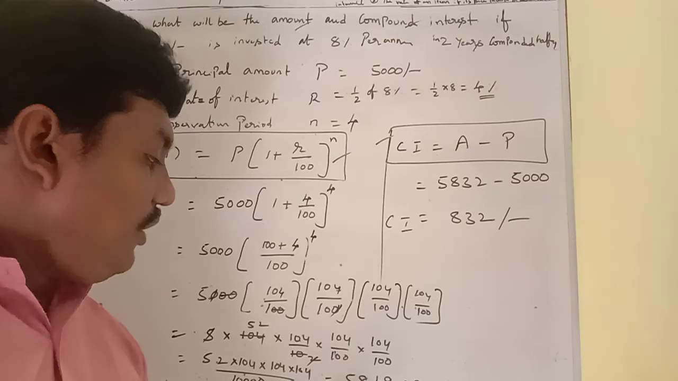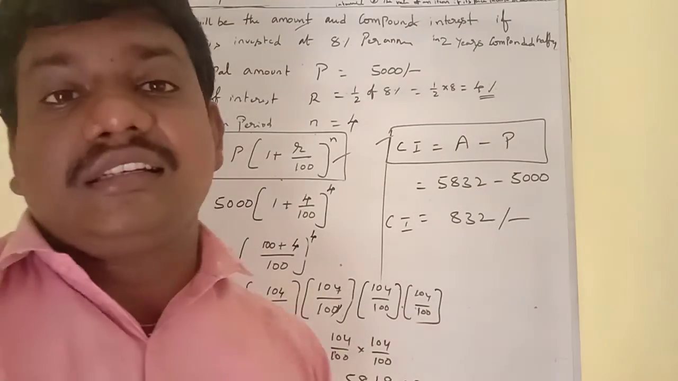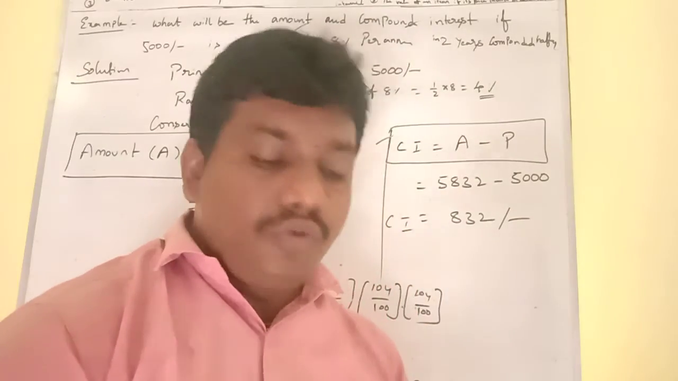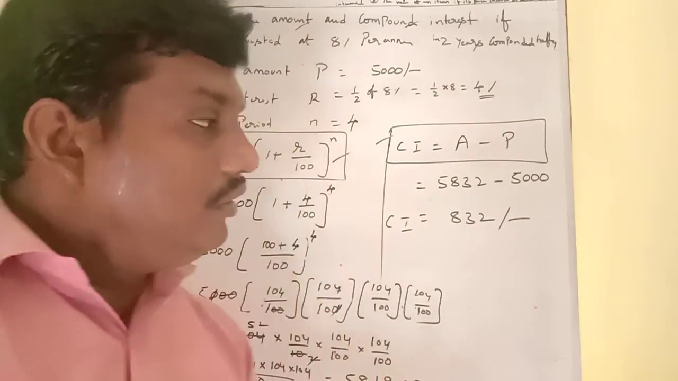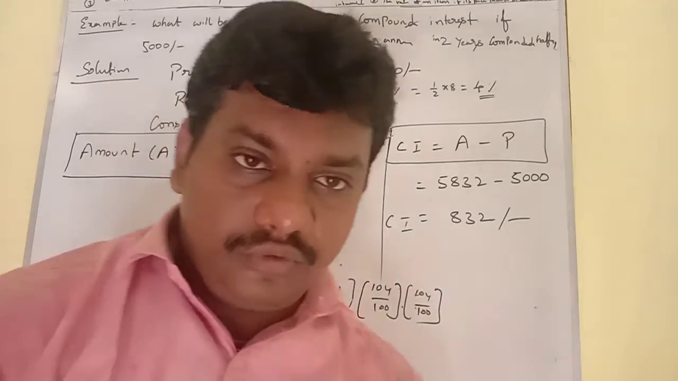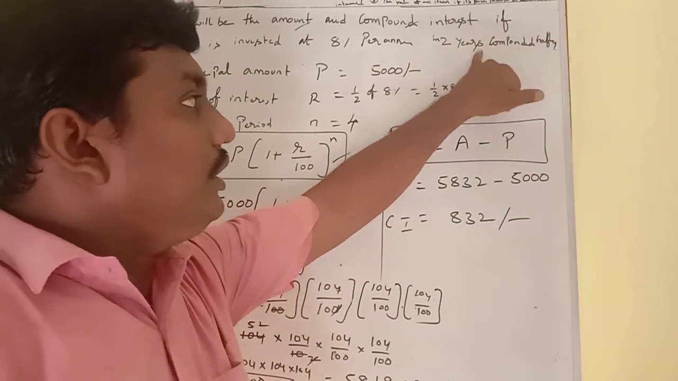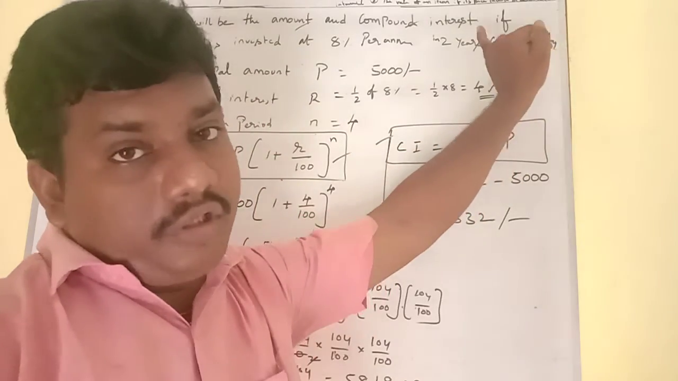So now it is 5,842. That means the rate of interest is changed. If for the same time period you compound half yearly, then we are getting an extra amount. For that reason, there are so many methods. So 2 years compounded half yearly or compounded quarterly.